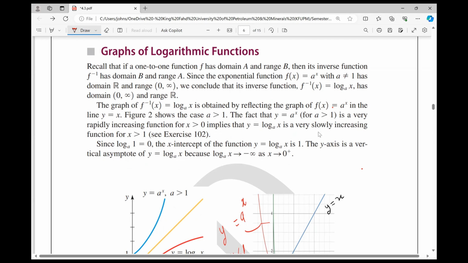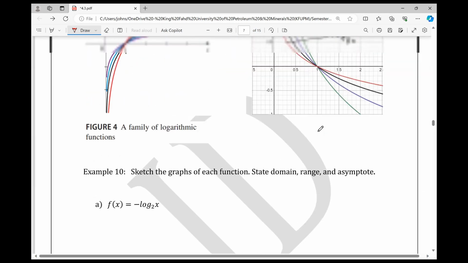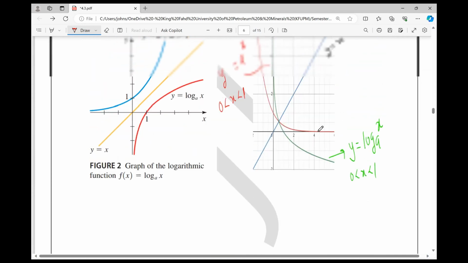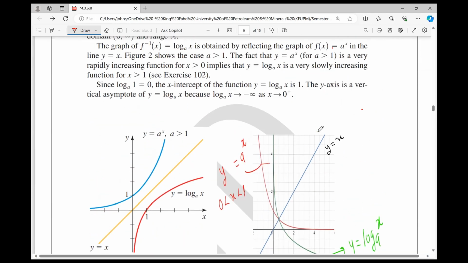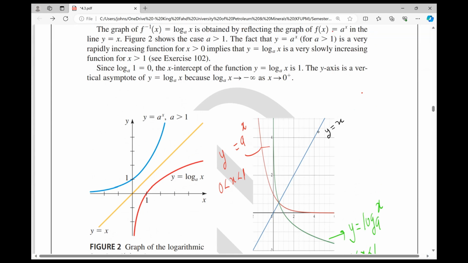So here we're talking about the graph of logarithmic functions. If we recall, we said that an exponential function is one-to-one, right? So therefore, its inverse is what? The logarithmic function. But we know from, I think 2.8, that if we have a one-to-one function and we find the inverse, the graph of the inverse is just the reflection of the graph of f across the line y equals x.